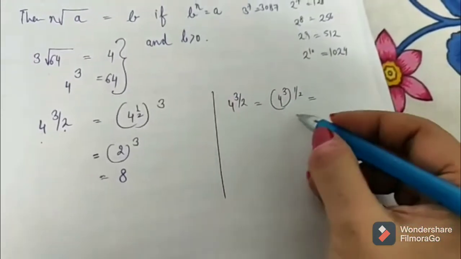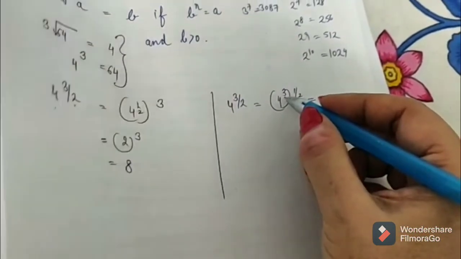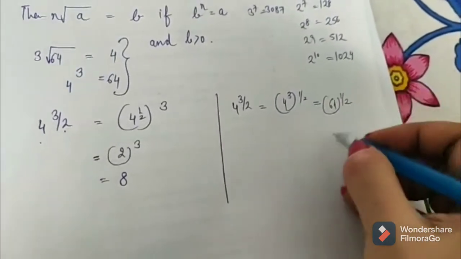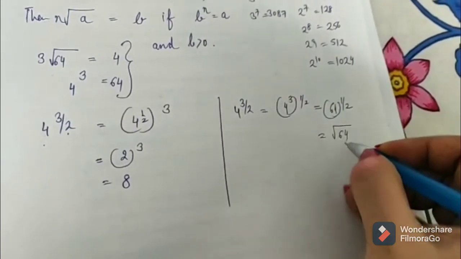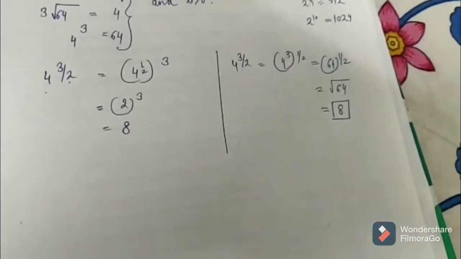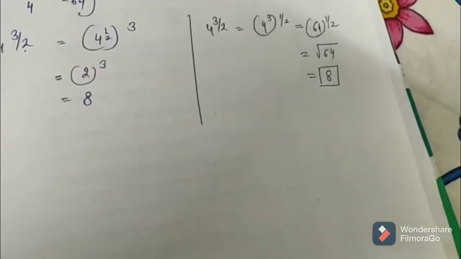Similarly, we can write this as 4 raised to power cube whole power 1/2. So solve the bracket. What do you mean by 4 raised to power cube? 4 raised to power cube is 64, raised to power 1/2 यानी कि square root of 64 is equal to 8. So in both cases the answer is going to be the same. Choice is yours in which way you would like to do.